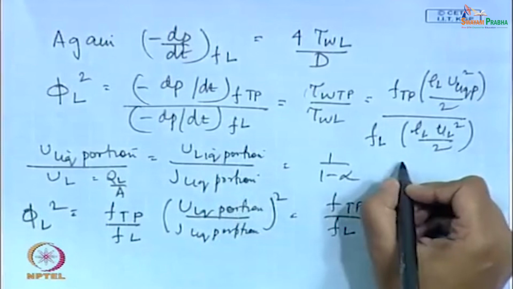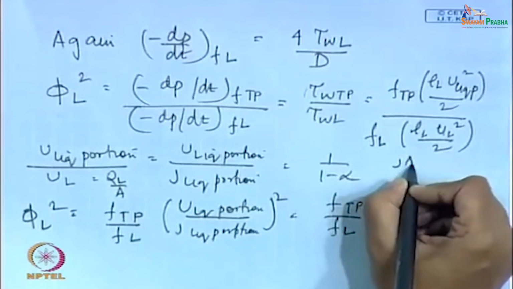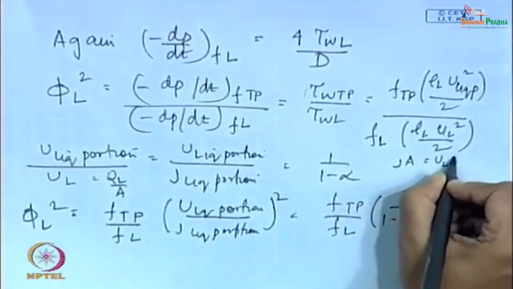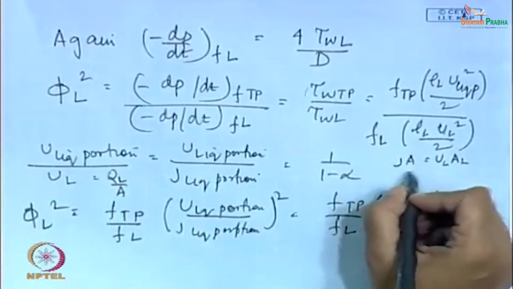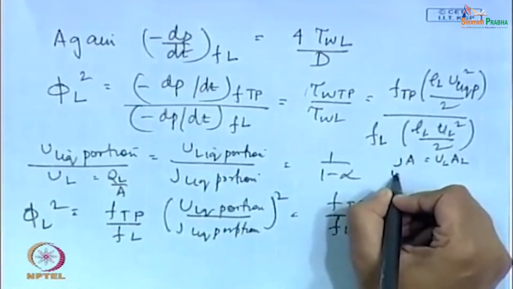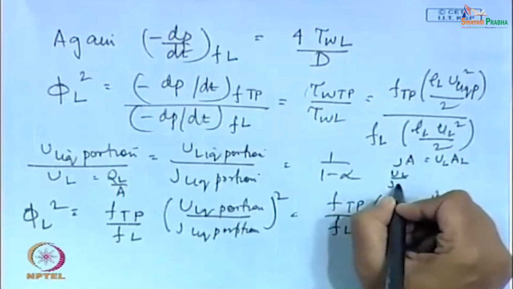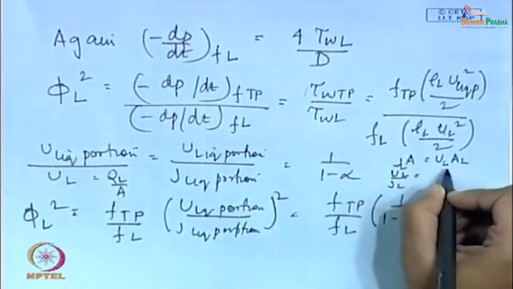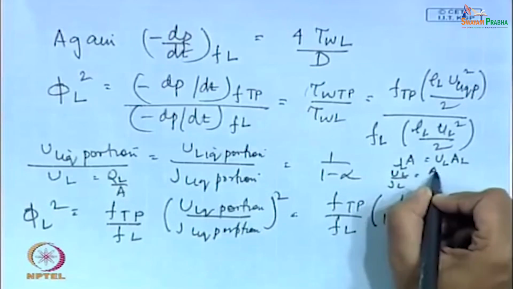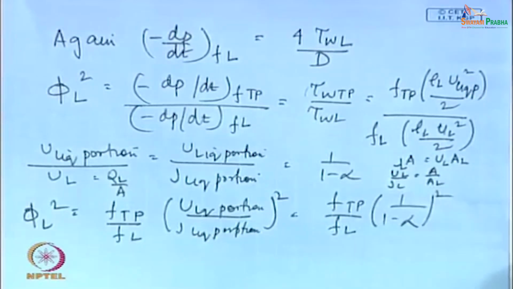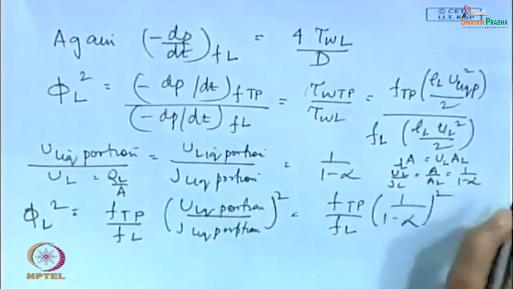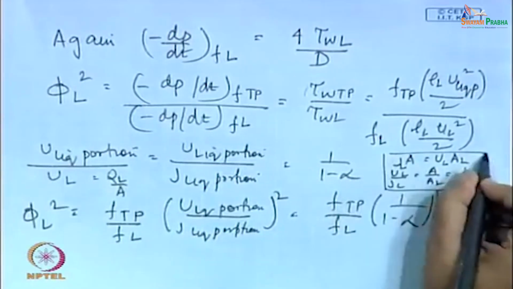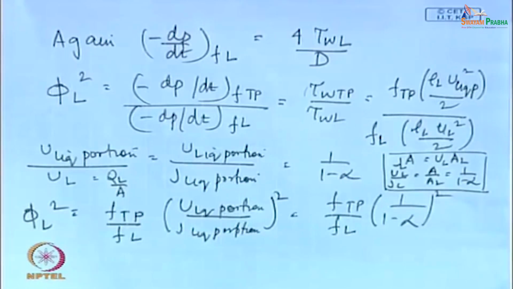And then what do we know? We know J, the volumetric flux, into area is nothing but u L into A L. Do we know this? Or in other words, u L by J L is nothing but A by A L, yes. And what is this A by A L? This is nothing but 1 by (1 minus alpha).